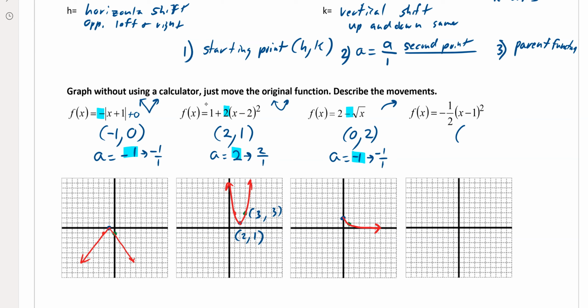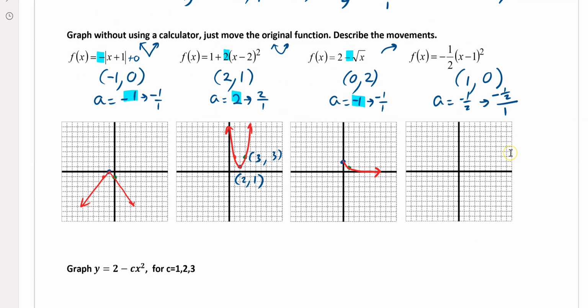All right, next one. It's 1 and then nothing. And our A is -1/2. So again, we're going to go -1/2 over 1. You don't treat it as -1 over 2. It's whatever the number is, that's what we use. So we go 1, 0. And then down 1/2 from there over 1. So right there is our next point. That's supposed to be green. Come on. Green.